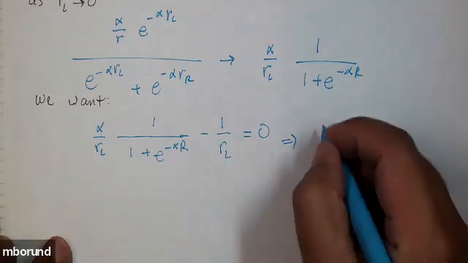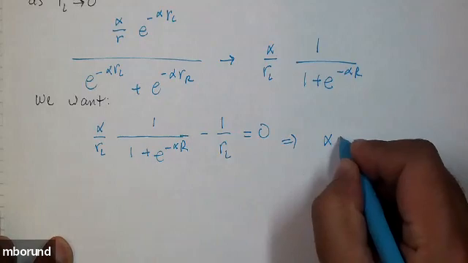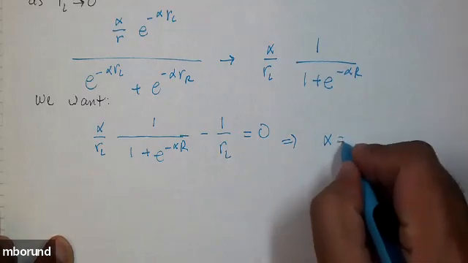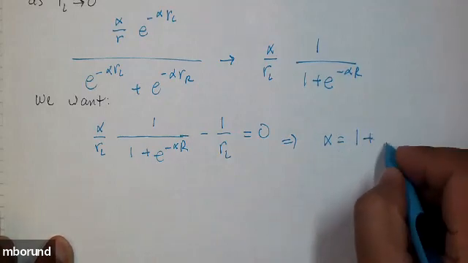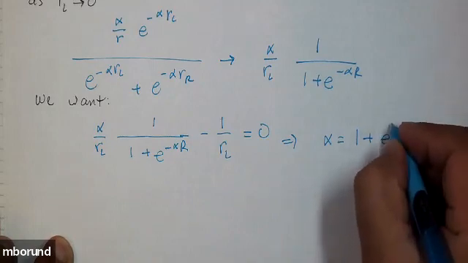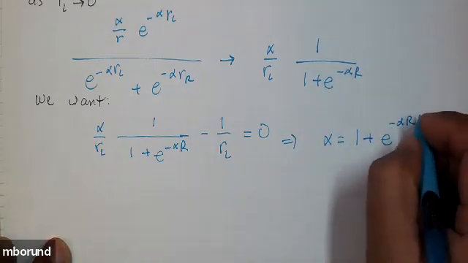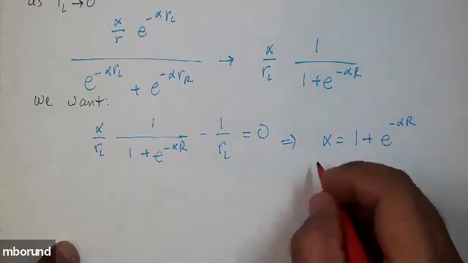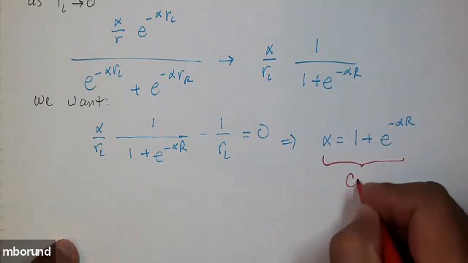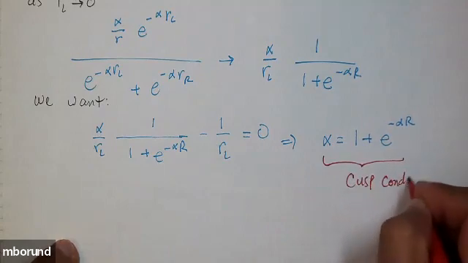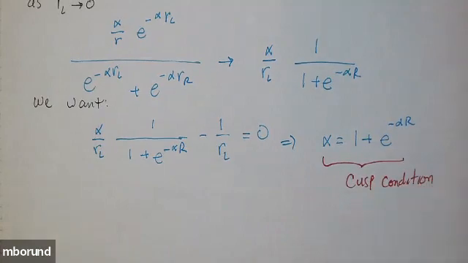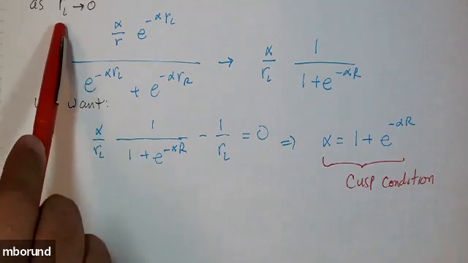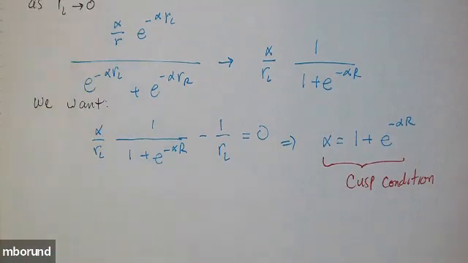So that means that alpha being equal to 1 plus e to the negative alpha R, this is the cusp condition. If we did the same for R going to 0, we will get the same thing.